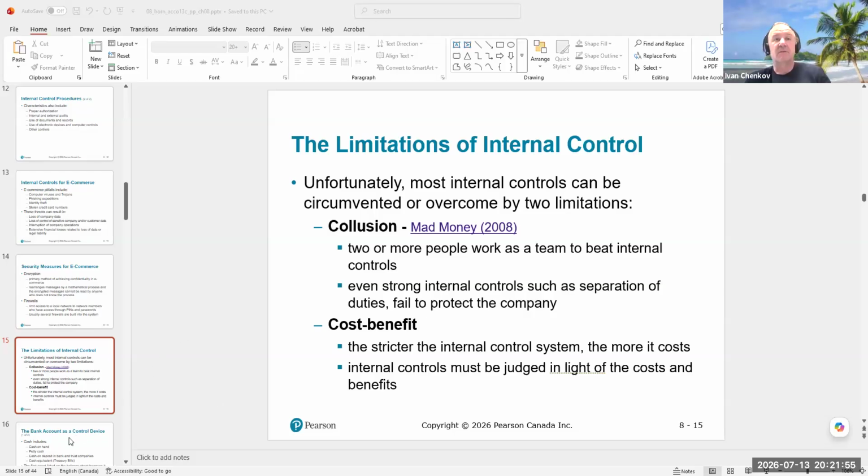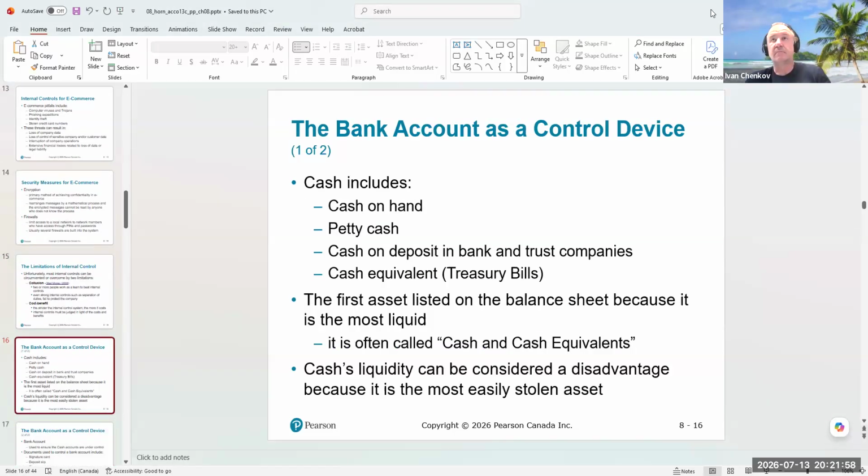That's it with internal control. Now let's move to cash. Finally, we came to the point where we start dealing with single elements of the balance sheet, and the first one is cash. We're going to start dealing with current assets and the most liquid asset, which is cash. What does cash include? When you see cash as a term, it means cash on hand, petty cash, cash deposits in the bank and other trust companies, and cash equivalents.